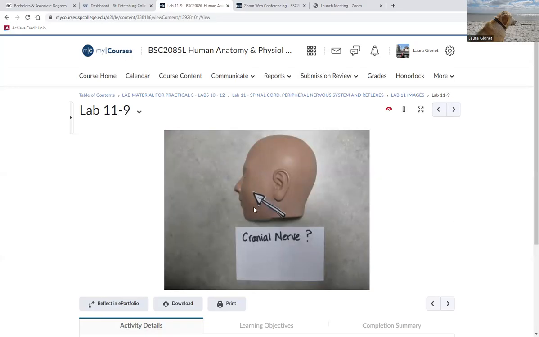All right, now we're pointing to the skin of the face. So what cranial nerve conveys sensation from the skin of the face, or facial sensation? That would be trigeminal.